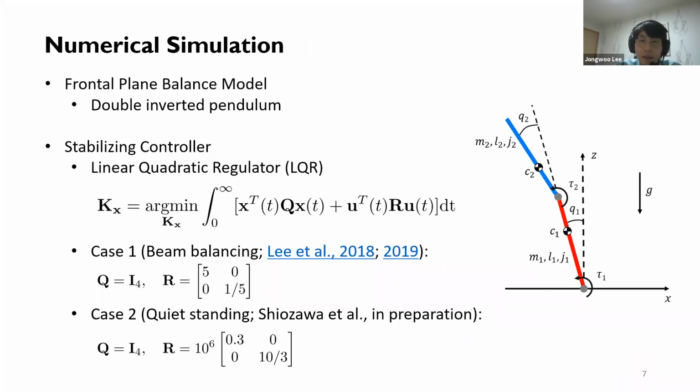All right, so to validate our method, we modeled a balancing human as a double inverted pendulum, which is, I guess, the simplest possible model that we can use right now. And we stabilized the model with the linear quadratic regulator just for simplicity and just to make an example. And we tested two different controllers that were studied before in our lab. Case 1, beam balancing. Case 2, quiet standing.